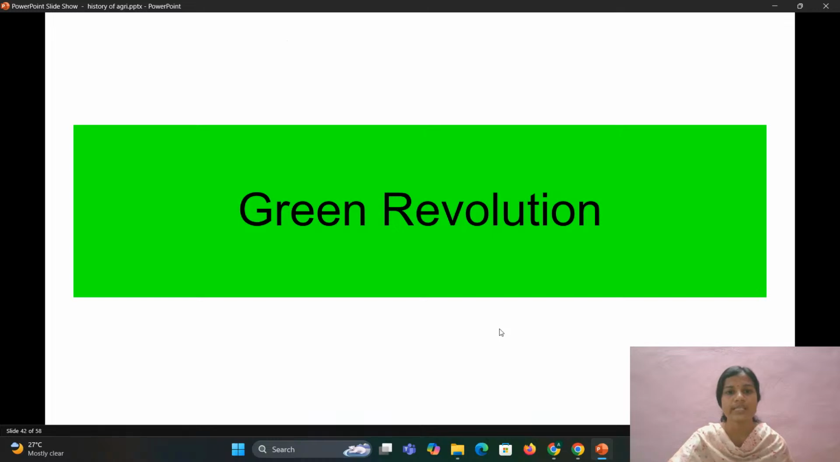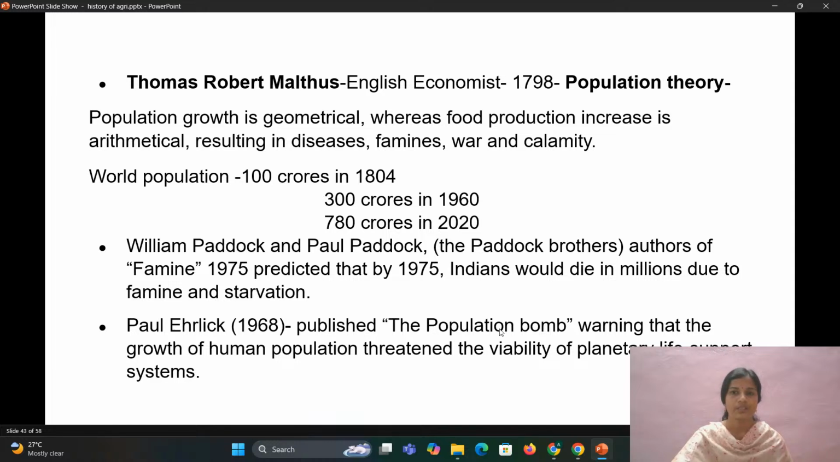Then some major points regarding a revolution in agriculture, that is known as Green Revolution. So the background is Thomas Robert Malthus. He is an English economist. He postulated a population theory in 1798.